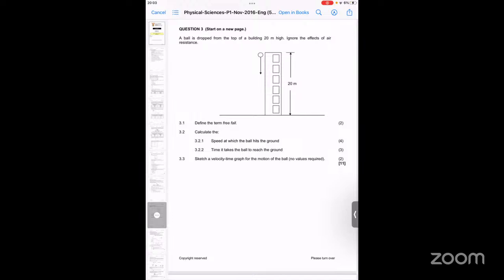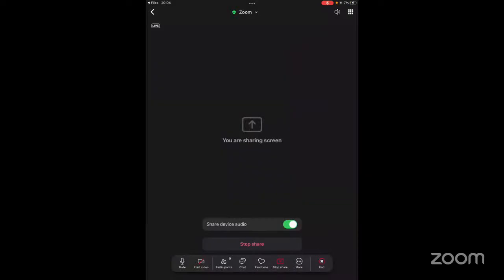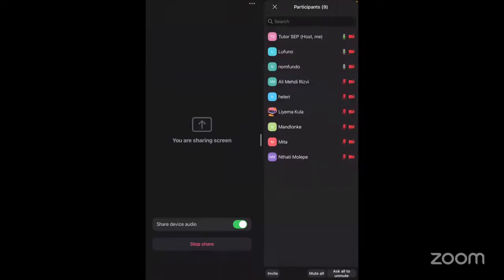By now, you should all be knowing how to define that term. Anyone who wants to give it a try? Guys, anyone to define the term free fall? Yes, sir. Is it Nomfundo? Who's speaking? Is it Lufuno or Nomfundo? Yes, sir. Yes, go for it, honorable member.